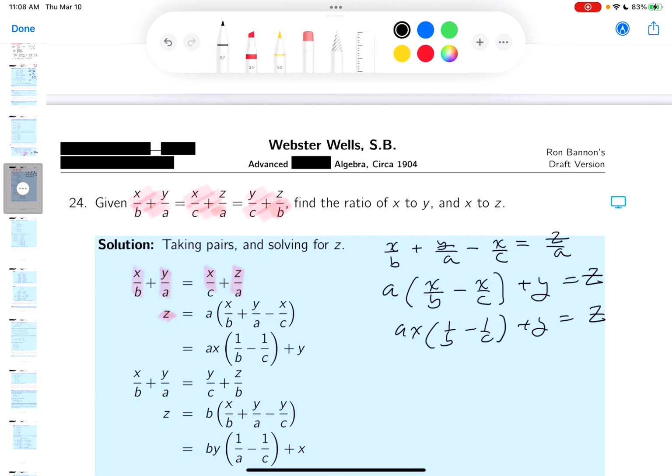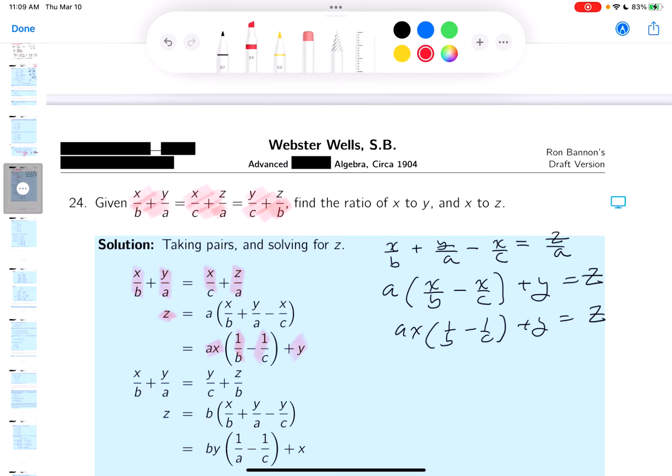Okay, I want to show you where this is written. This is written right here: a x, 1 over b minus 1 over c, plus y. Now, by the way, this may be pointless, but at least I know what z is in terms of x and y. All right? So what I want to do is go to the next equation.